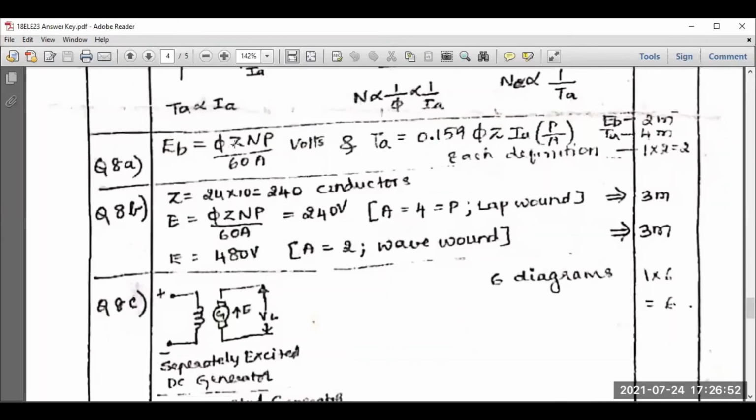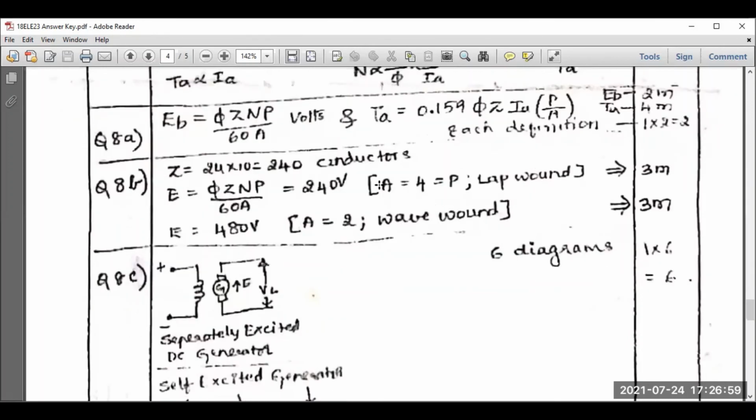So EMF equation E_b is equal to φZN by 60 into P by A. This you have to derive. And the torque equation also you need to derive. Each derivation 4 plus 4, that is equal to 8 marks. Then the problem, which I explained with the help of back EMF, you can calculate.